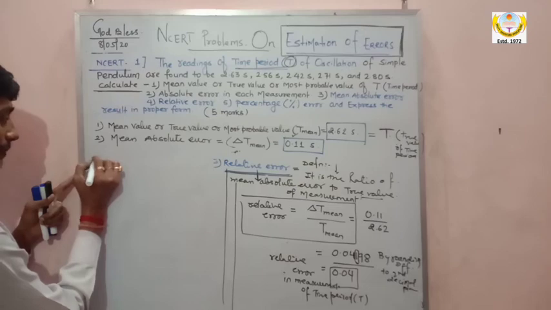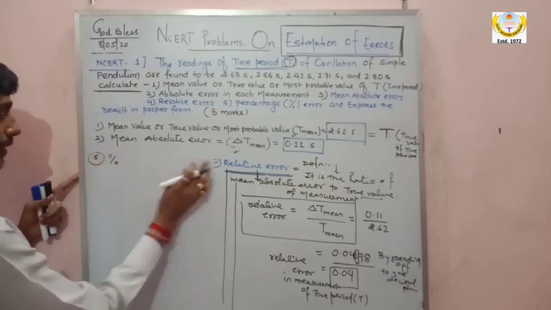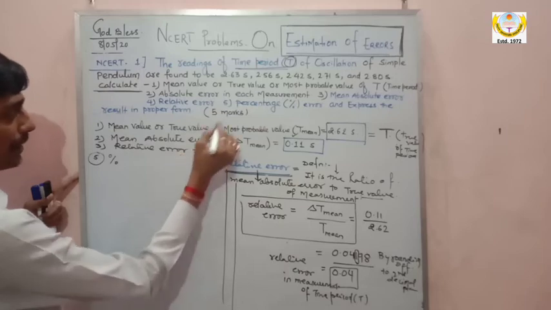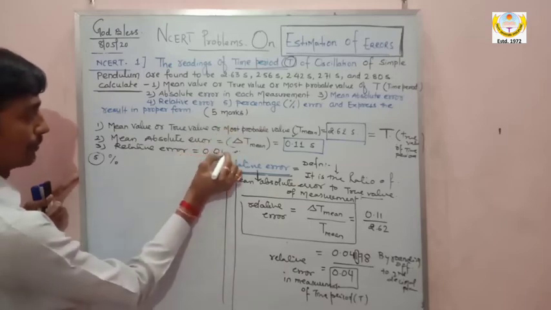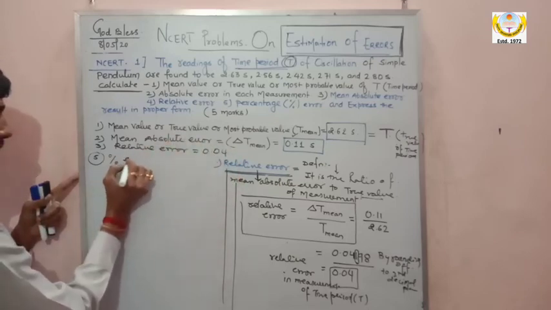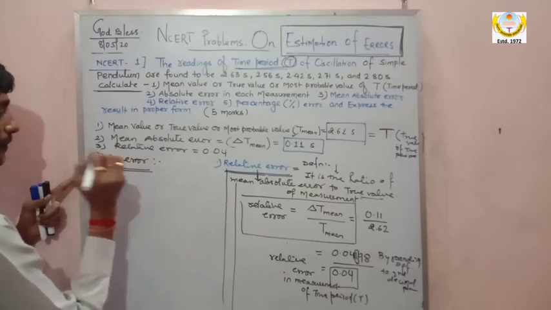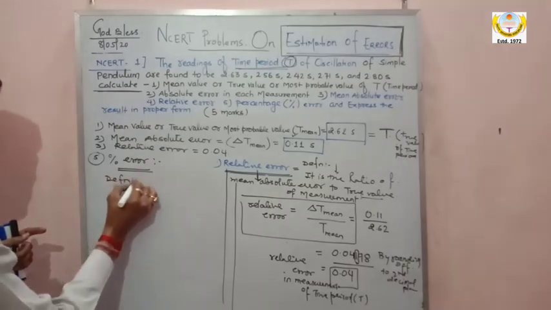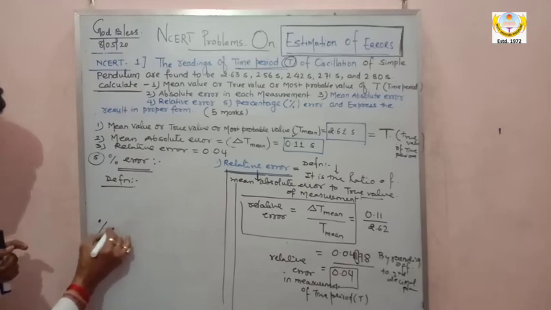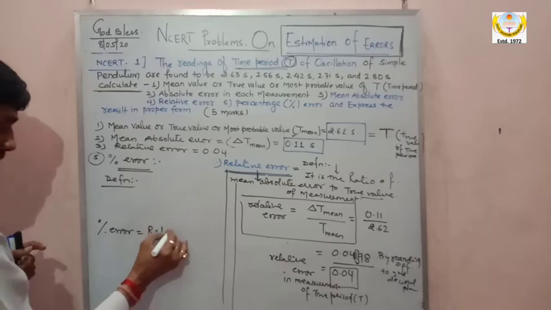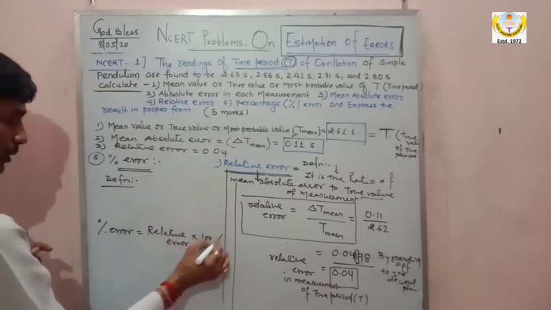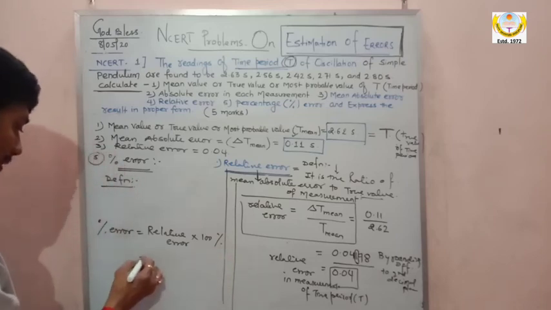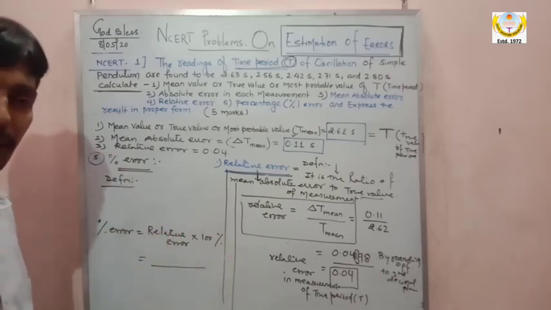Next one is percentage error. So my dear, relative error, I got the answer here: 0.04. Now let's go to the percentage error, percentage error in time period according to the question. But first I'll write the definition. My dear, the formula of percentage error is relative error into 100%. So simple. Whatever the relative error is, you multiply that relative error with 100%, and you will get the percentage error.